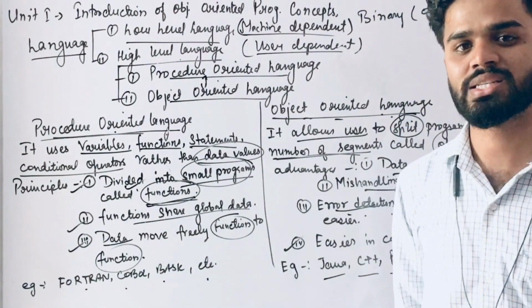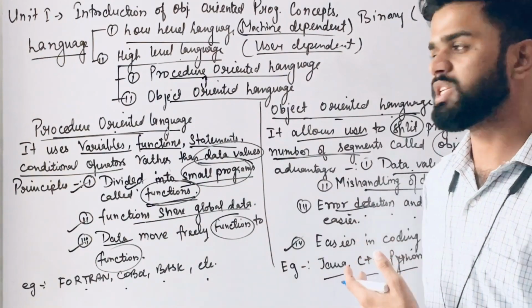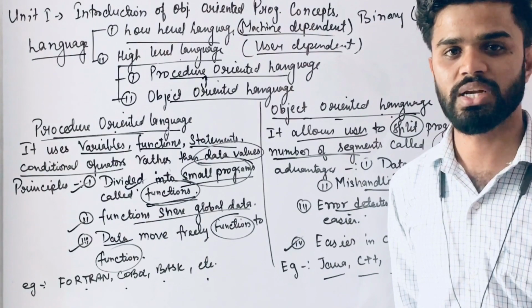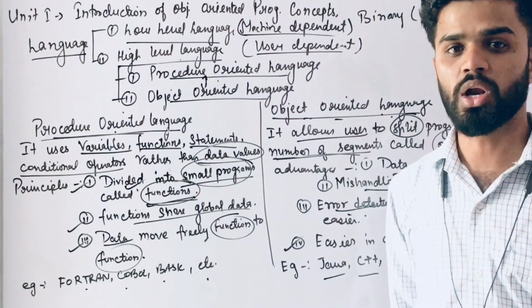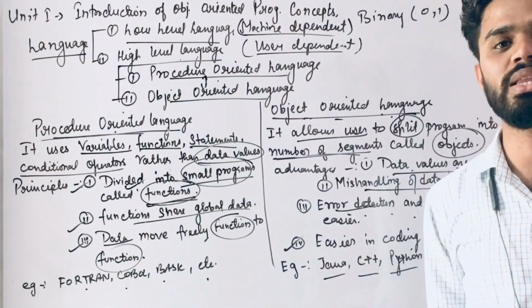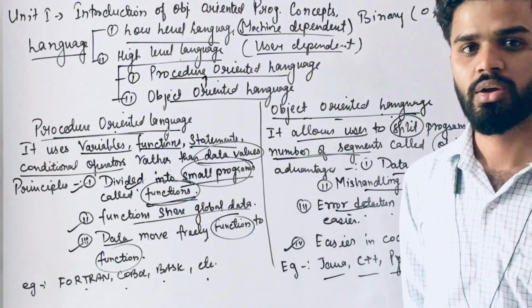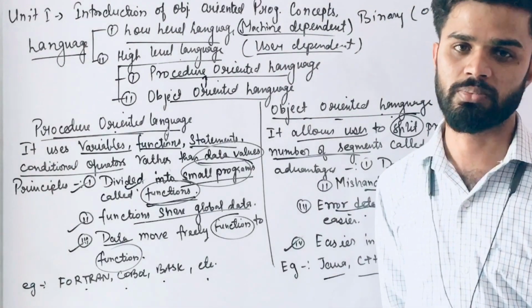In our next lecture, we are going to discuss the principles of object oriented programming languages. Principles are like data abstraction, data encapsulation, polymorphism, and many more. There are 4 principles under object oriented language, and in our next lecture we are going to discuss these principles. So thank you.